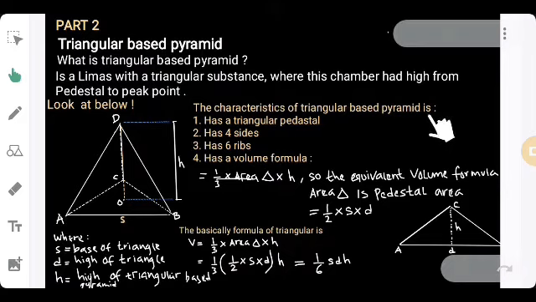The characteristics of a triangular based pyramid are: number one, it has a triangular base, ABC. Number two, it has four sides: ABD is side 1, BCD is side 2, DAC is side 3, and ABC is side 4. And number three, it has 6 ribs: AD is rib 1, BD rib 2, DC rib 3, AC rib 4, BC rib 5, and AB is rib 6.